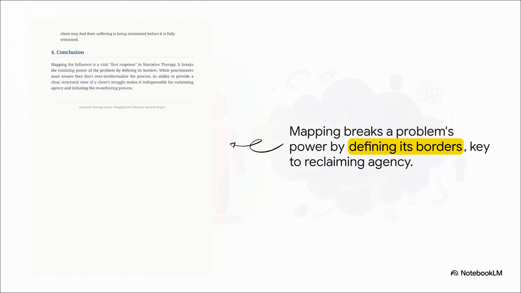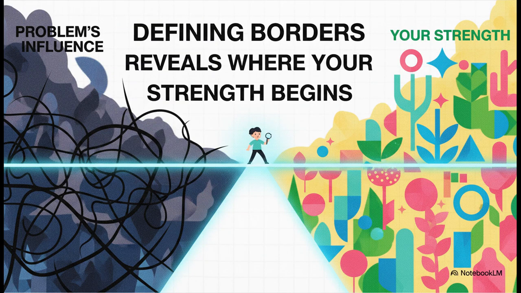But even with those limitations, the core value here is just so strong. The main takeaway from the analysis is that the real power of mapping is its ability to define the problem's borders. And once something has borders, it's no longer infinite. It's no longer everywhere. So let's bring it all home. The crucial point is this: mapping the influence isn't about ignoring a problem or pretending it doesn't exist. Not at all. It's about getting to know it, understanding how it operates, and most importantly, drawing a line in the sand. It's about defining the problem's territory so you can finally see where it ends and where your own influence, your own values, and your own strength begin.